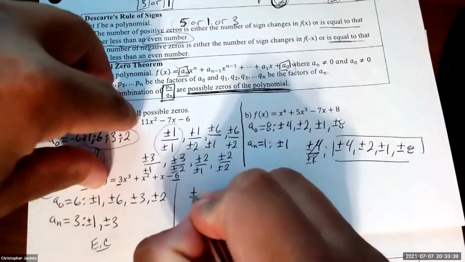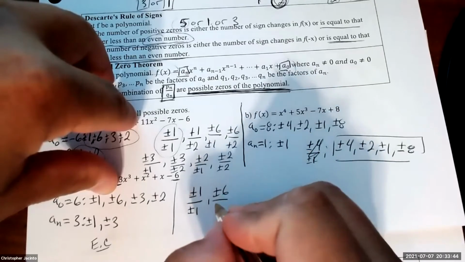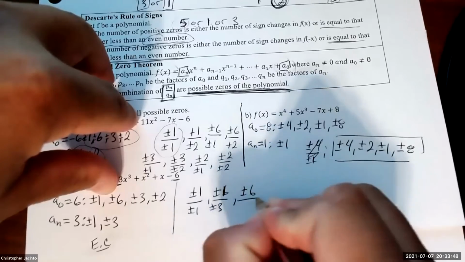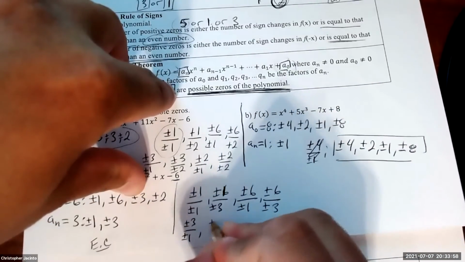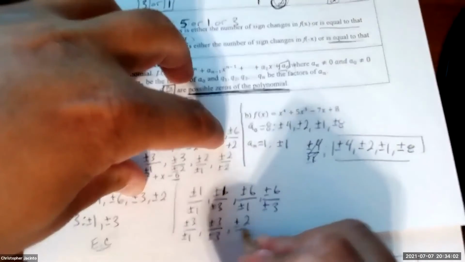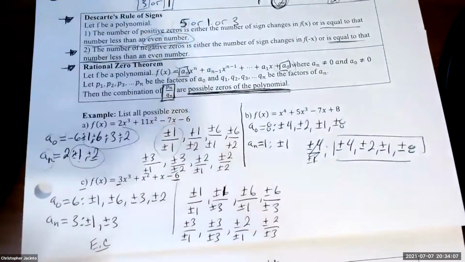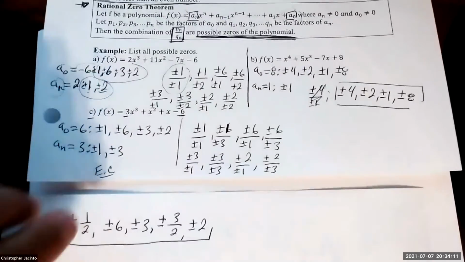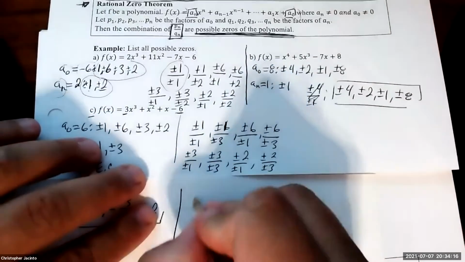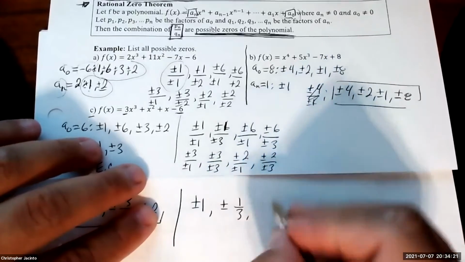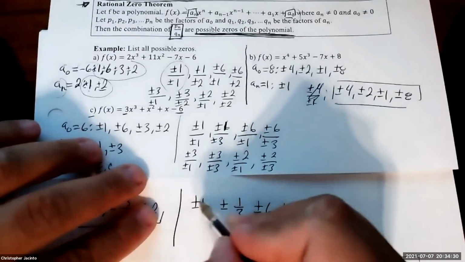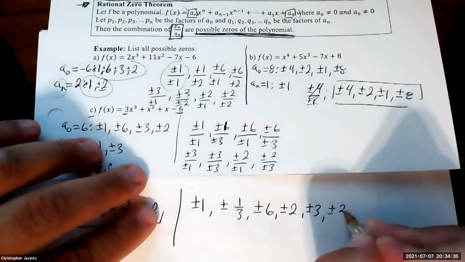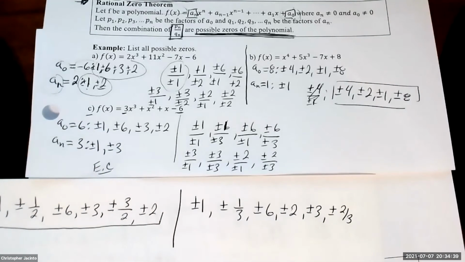So plus or minus 1 over plus or minus 1, plus or minus 6, and plus or minus 1 over 3. Once we simplify all of those down, hopefully you notice you get a lot of repeats, which is good. We'll have one third. This is six. This is two. This is three. This is one, which we already have. This is two, which we already have. And we have this two thirds here. So good job.